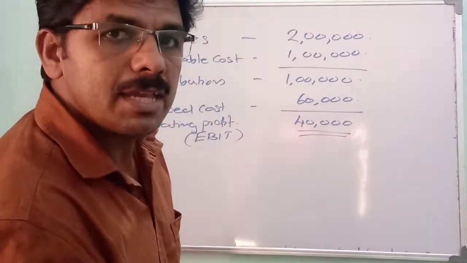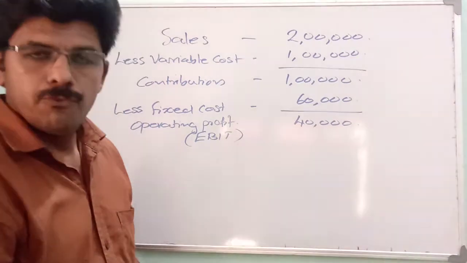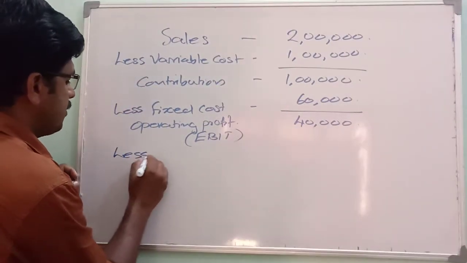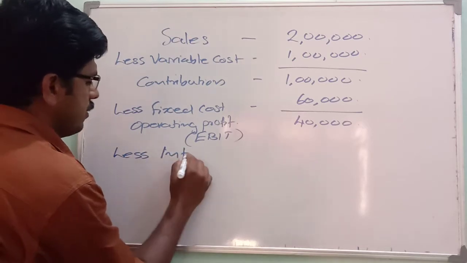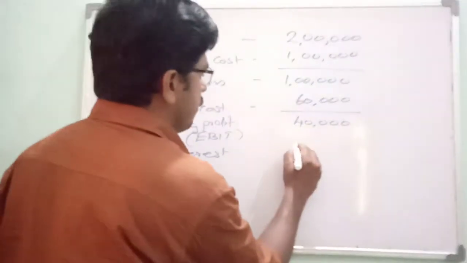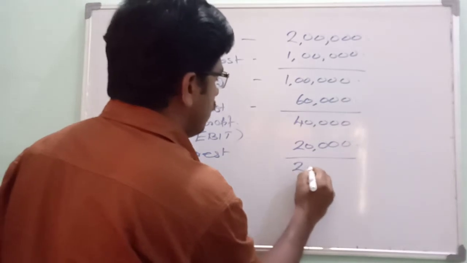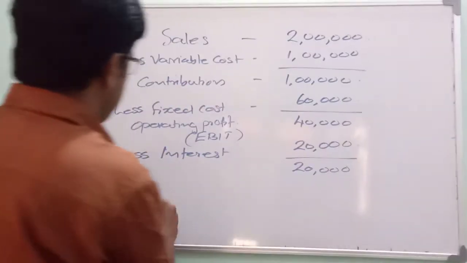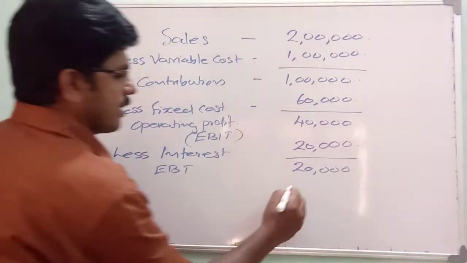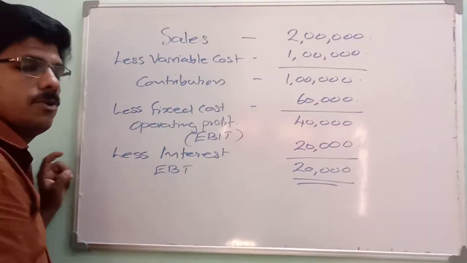And we have to calculate EBIT too, because in this question you are asked to calculate financial leverage. Therefore, less interest. Interest is given in the question as rupees 20,000. Therefore, the balance amount is equal to 20,000. This is known as earnings before tax. EBIT is 40,000. EBT is equal to 20,000.